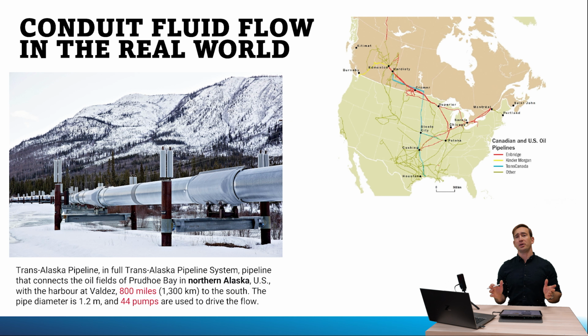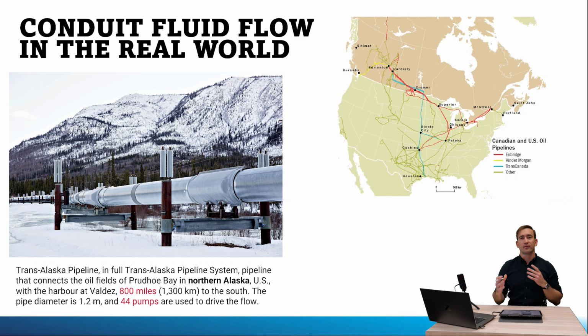Now, there's lots of cool examples of conduits and pipe networks all around the world, and one of the coolest ones that I think of is the Trans-Alaska Pipeline. Now, this pipeline transports oil from Alaska all the way down into the continental United States. You can see that there's over 800 miles of pipes, which is kind of a crazy amount when you really think about it. The pipe diameter of this whole pipe is about 1.2 meters.